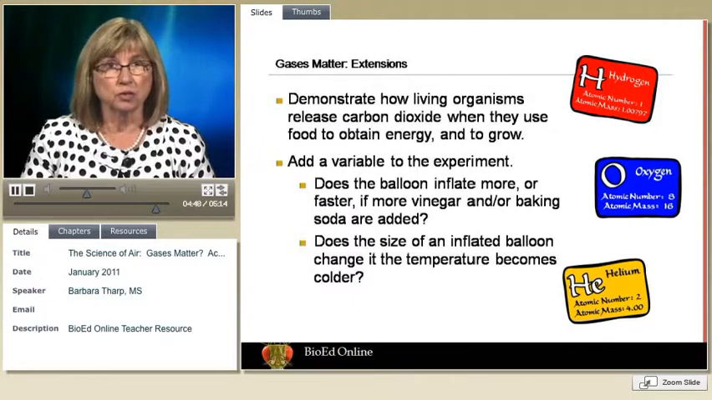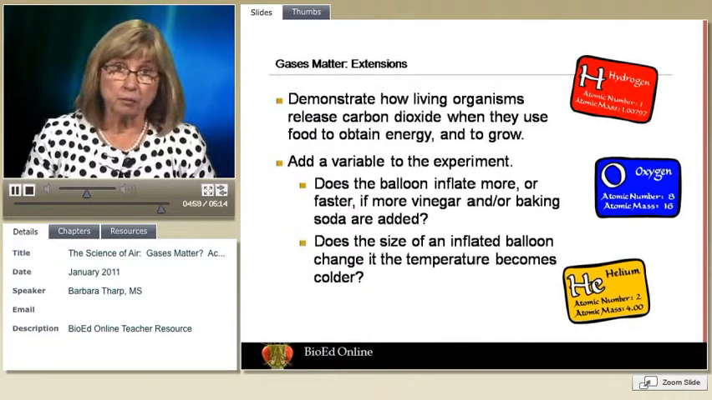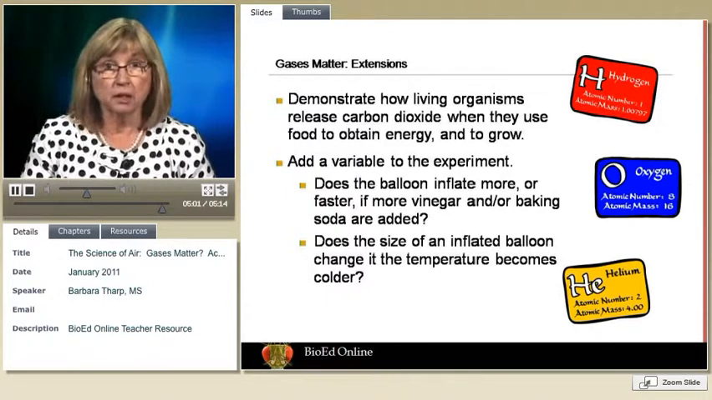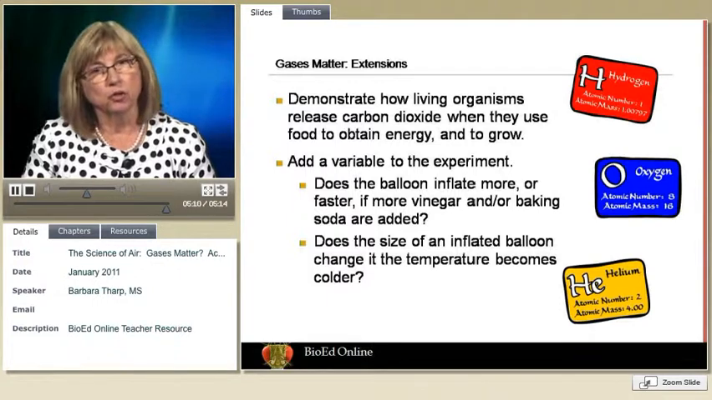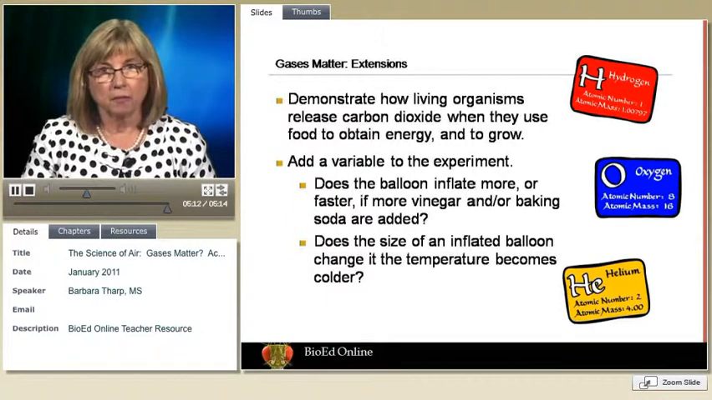An extension, or several. One of them, you could demonstrate how living organisms release carbon dioxide using yeast and sugar and warm water. You could also look at, can you get the balloon to inflate more? Might you use more vinegar, more baking soda? And does the size of the inflated balloon change depending on temperature or amounts of materials used? These are all activities that students might want to do on their own or within the group. Enjoy.